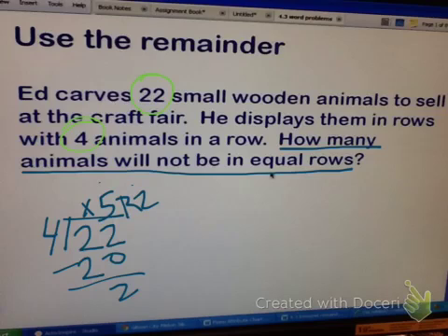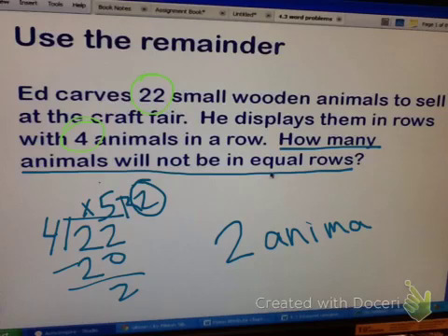And so that's the tricky part over the next few days, for them to actually think about the word problem and think about what the question is asking them to find. In this case, which ones will not be in equal rows? Well, that wants the remainder. So 2 animals is our answer there.